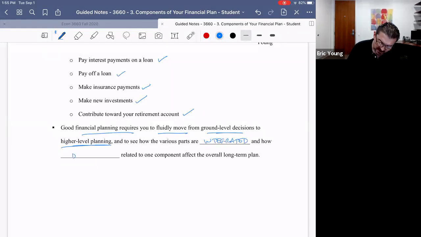and how the decisions related to one component affect the overall plan, and as a result, either help make or break that beautiful person that you're going to love and care for called future you.